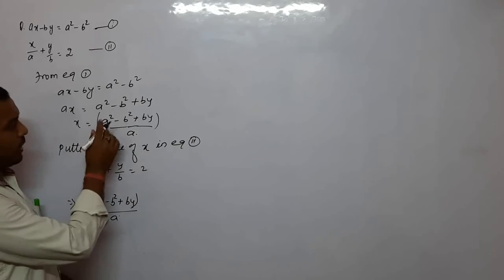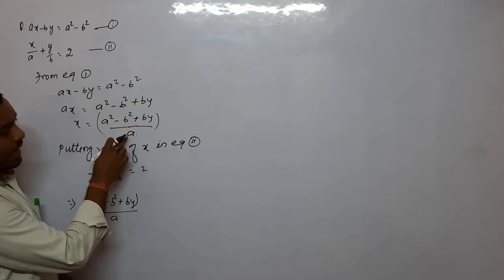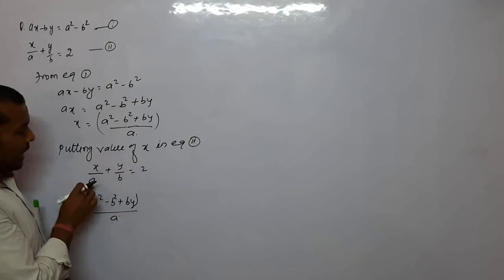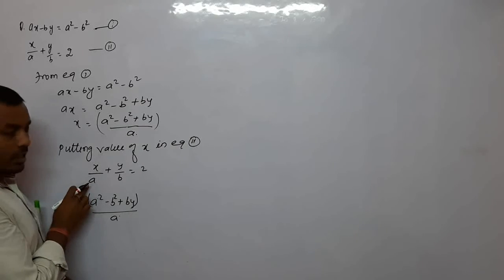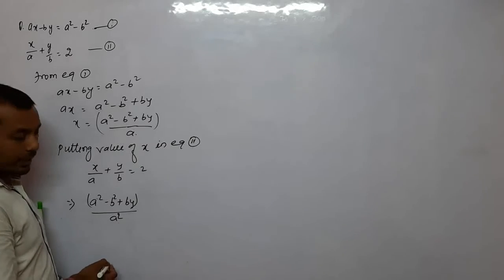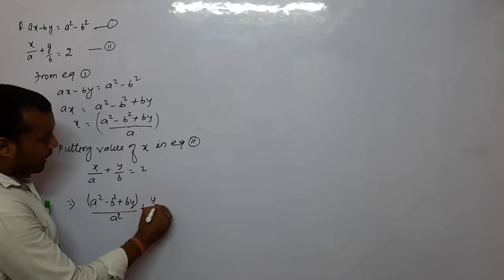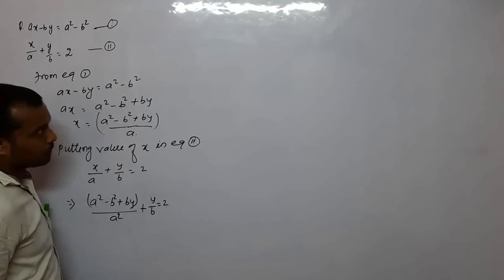So here just observe. The value of x we have is a square minus b square plus by, and in the denominator we are having a. And from earlier itself, here also we are having a. So a into a, we will have a square, plus y by b equal to 2.